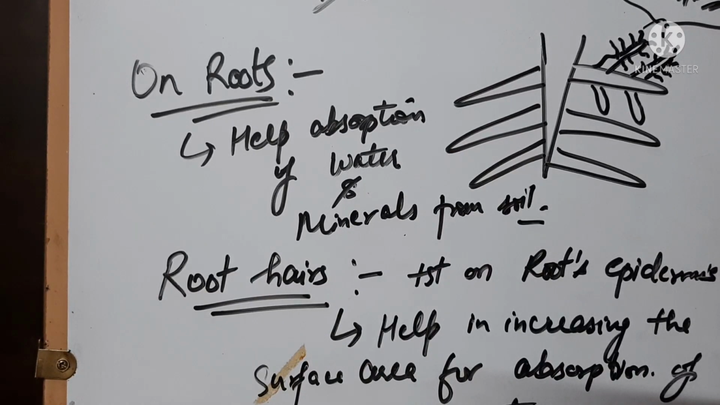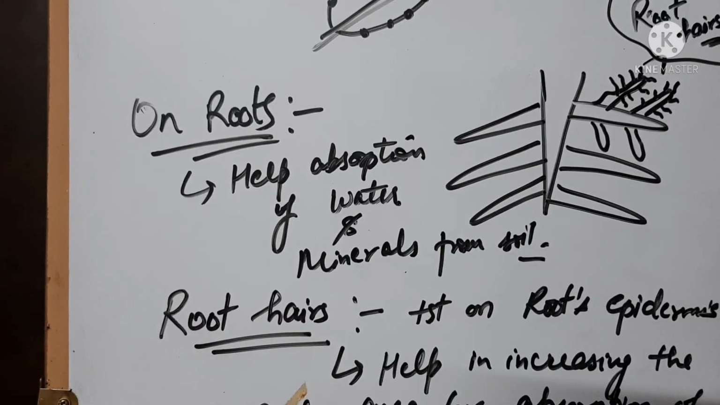So this was all about the epidermis on roots. रूट्स में हमने क्या देख लिया? एपिडर्मिस, रूट्स के एपिडर्मिस पे क्या प्रेजेंट है? रूट हेयर्स प्रेजेंट है. रूट हेयर्स क्या हैं? दे आर स्मॉल हेयर लाइक स्ट्रक्चर्स. स्मॉल हेयर लाइक स्ट्रक्चर्स प्रेजेंट ऑन रूट एपिडर्मिस.